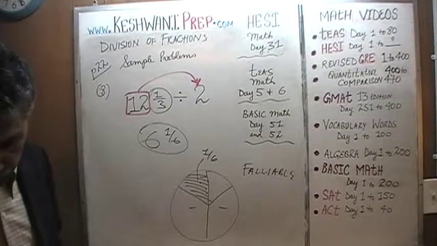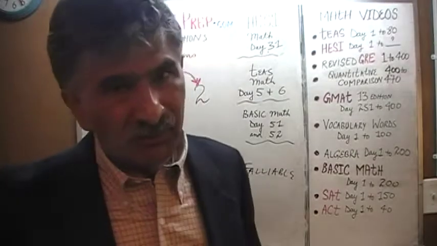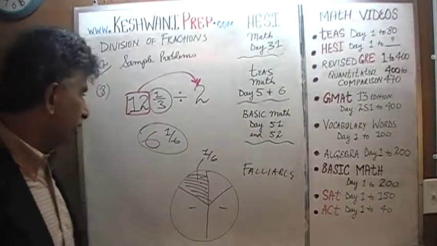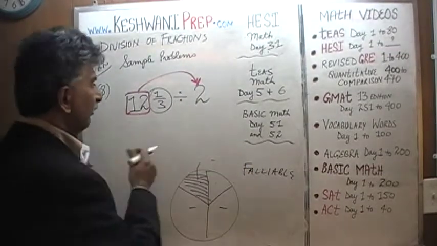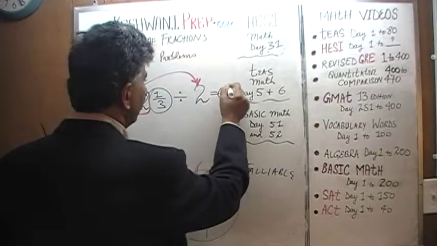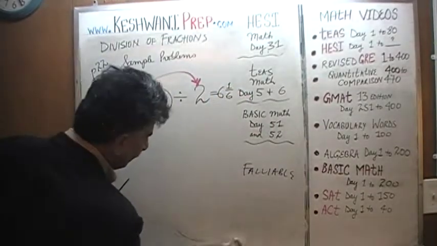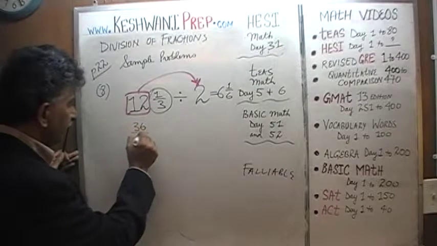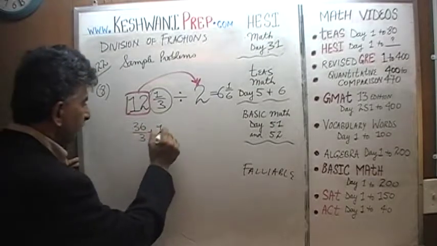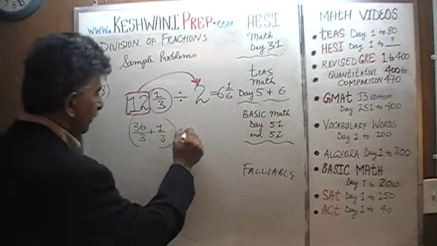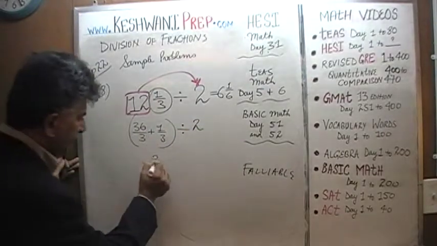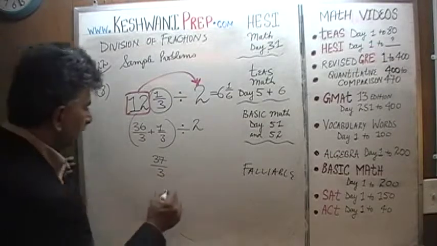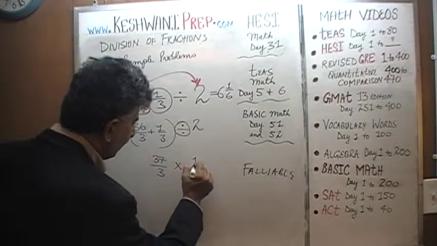Now, if you want to do it in a classical way, we can do that if you're hell-bent on it, but it's entirely unnecessary. I hope you're able to see that. Let's do it out if you want to. But we already know the answer is going to be 6 and 1 sixth. So 12 and 1 third, how many thirds does 12 have? 12 can be written as 36 over 3, plus a third. So this is that quantity divided by 2. 36 plus 1 is 37, divided by 3. And then division becomes multiplication, it's going to be times 1/2.